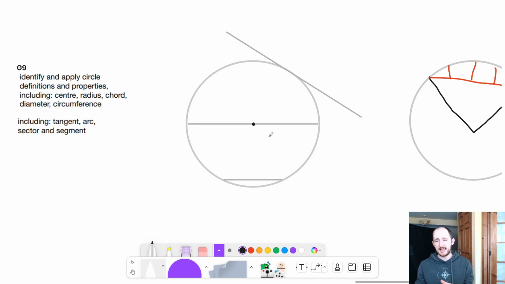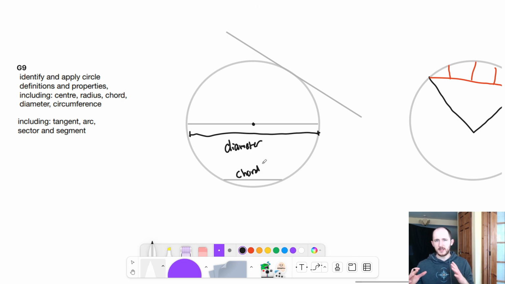The diameter is the width of the circle, okay? And essentially, it is a chord that goes through the center of the circle, okay? And what is a chord? A chord is just a line that goes from one point on the circumference to another point on the circumference. So a diameter is actually a special type of chord.